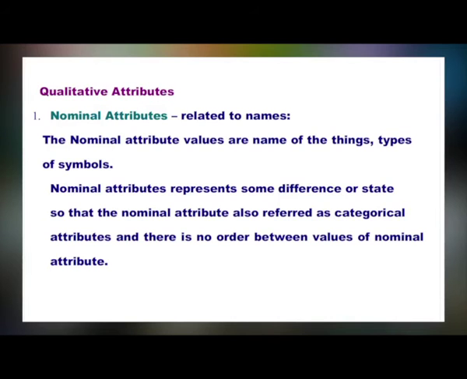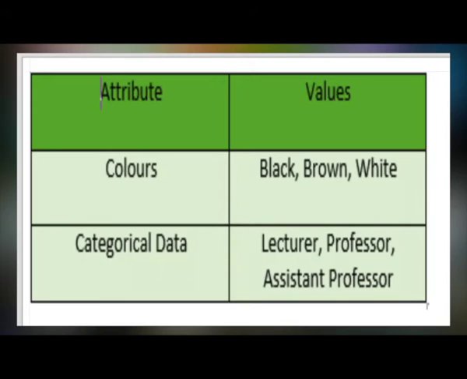Let us see about the nominal attribute. The nominal attribute is related to names. The nominal attribute values are names of things, types of symbols. For example, let us see the attribute colors. It has the values black, brown, white. Similarly, let us see the attribute categorical data.